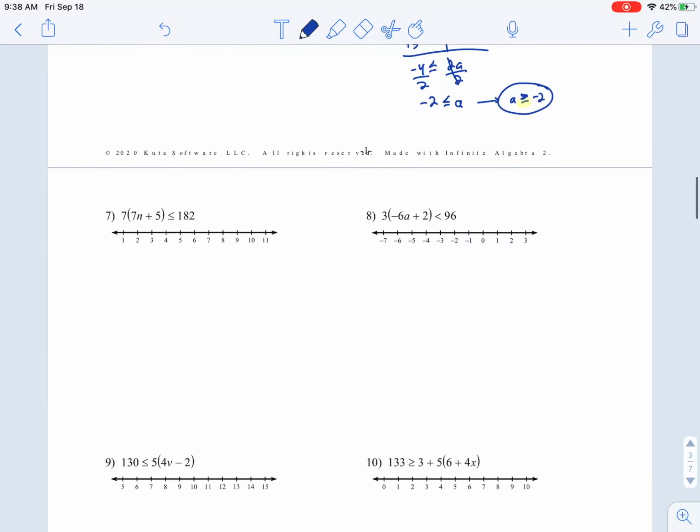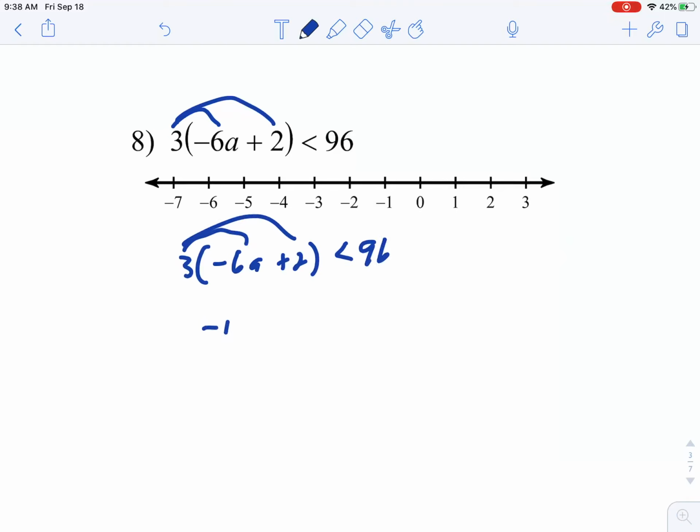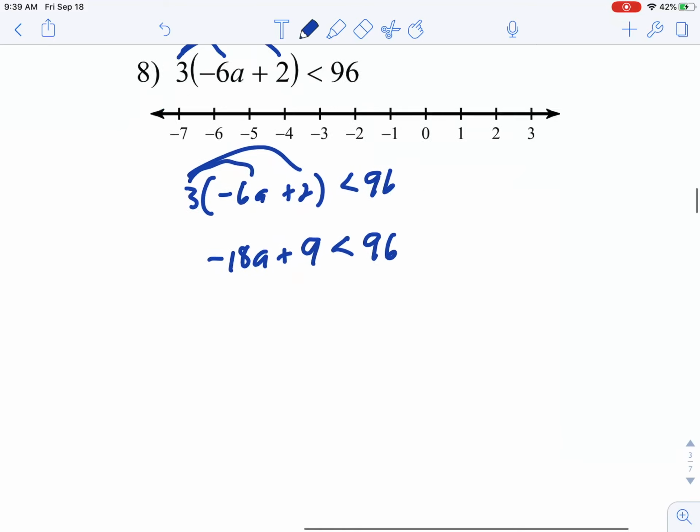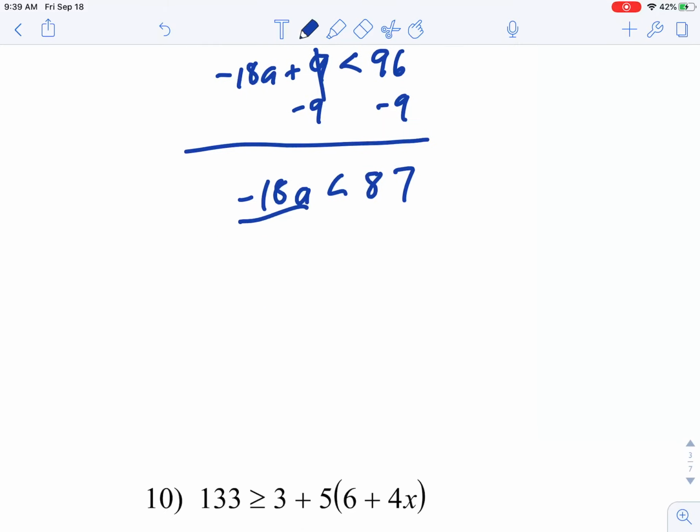All right, number 8. What's special about number 8? Well, it looks like on this one, we're going to have to do some distributing. So let me rewrite the problem here and get to work. Distribute this, I get negative 18a plus 9, oops, not equals, less than 96. Subtract 9 on both sides. Negative 18a is less than 87. Divide both sides by negative 18.